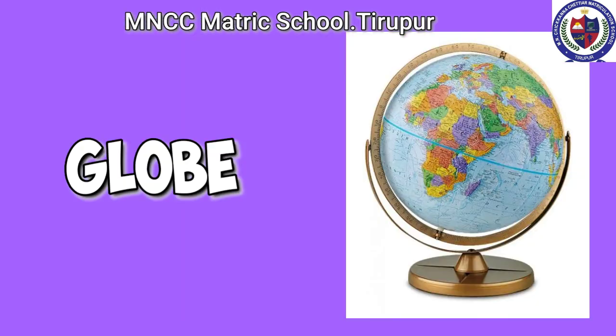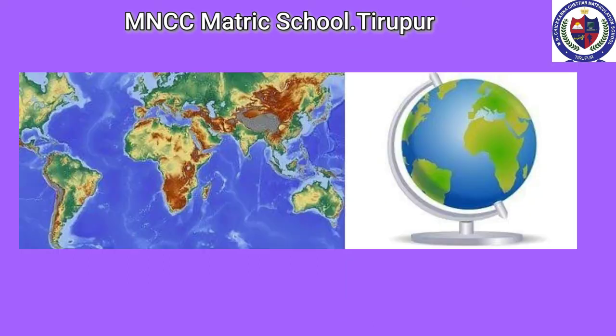What is a globe? It is a representation of the entire world, a miniature form of the earth. It is called the model of the earth. A map is different from a globe. A map gives a two-dimensional representation, while a globe gives us a three-dimensional representation.